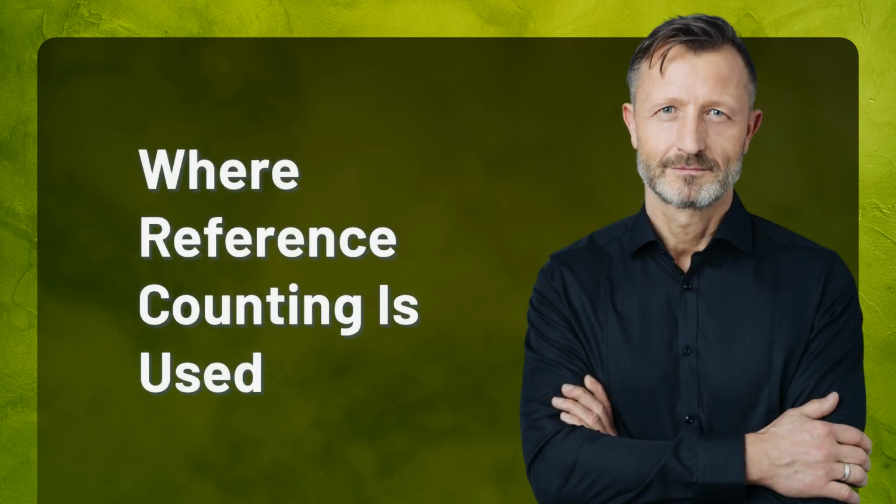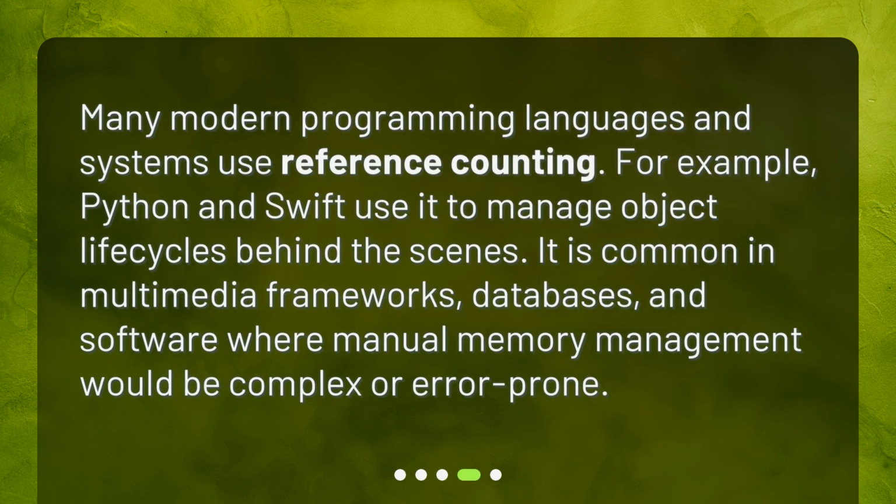Where reference counting is used. Many modern programming languages and systems use reference counting. For example, Python and Swift use it to manage object life cycles behind the scenes. It is common in multimedia frameworks, databases, and software where manual memory management would be complex or error-prone.